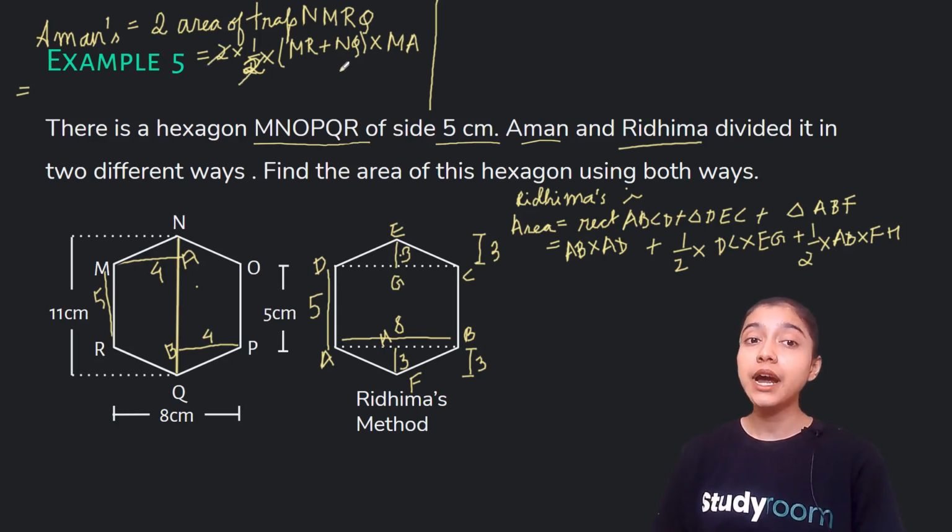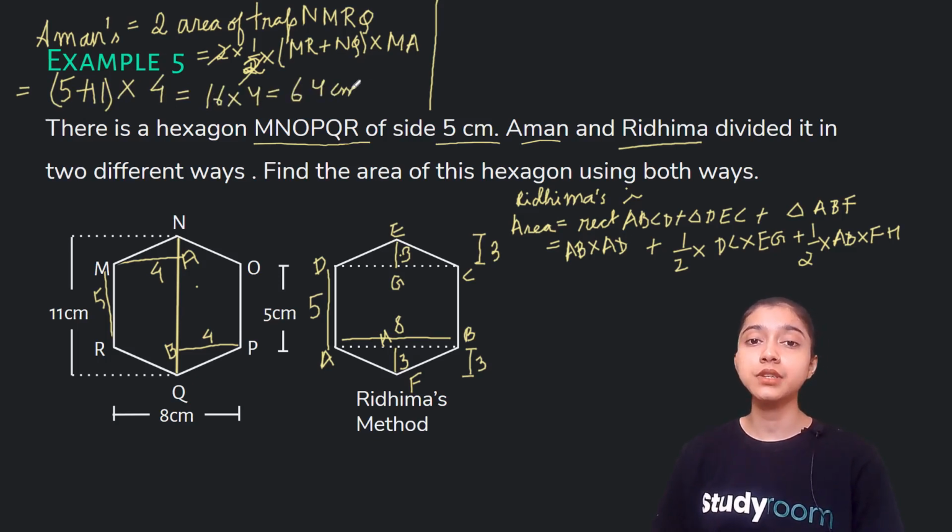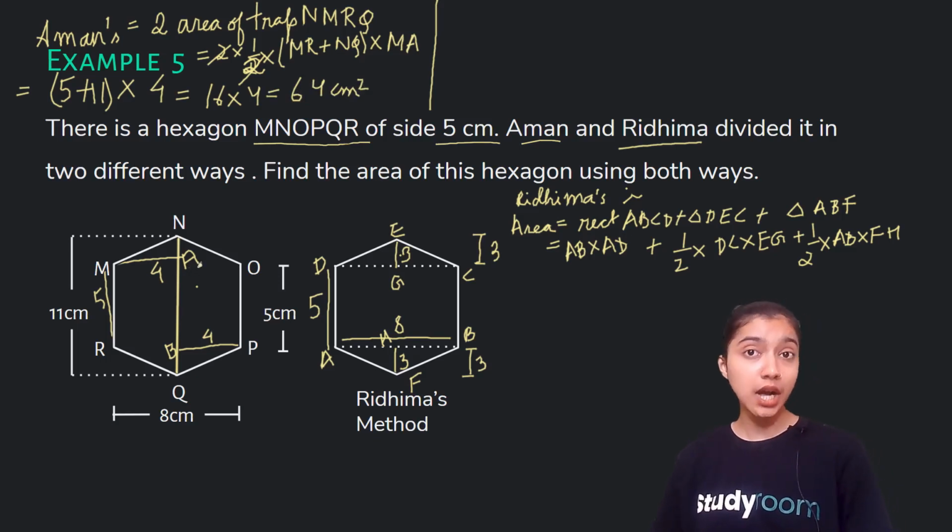I have MR plus NQ. So MR gives me 5 plus NQ given is 11. So 5 plus 11 multiplied with MA. MA is 4 centimeters. So ultimately we have 11 plus 5, that is 16, multiplied with 4. This gives us 64 centimeters square as the area of this given hexagon according to Aman's method.